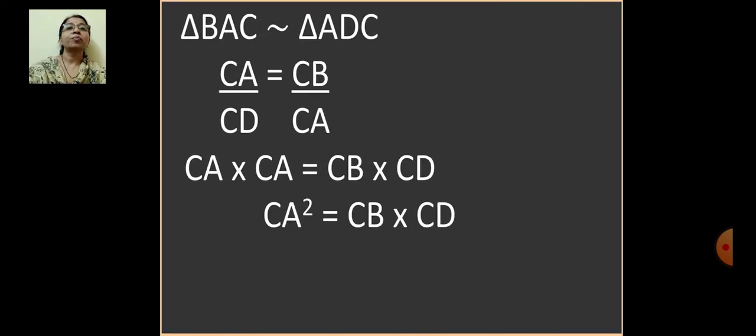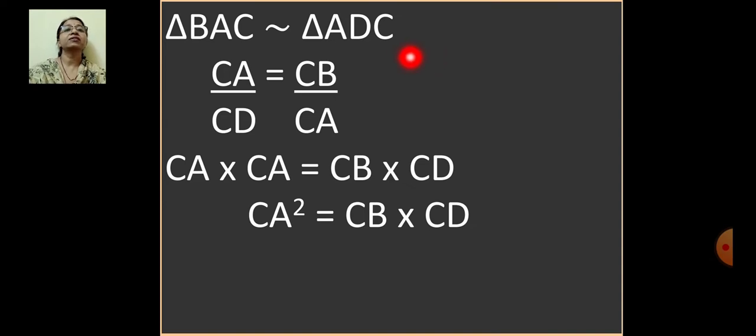So here I copied those similar triangles once again. Triangle BAC is similar to triangle ADC. Now we'll take the ratio of corresponding sides. Since in the required expression we want AC square, we will try to take only those sides containing AC. So here you take AC upon DC is equal to BC upon AC.